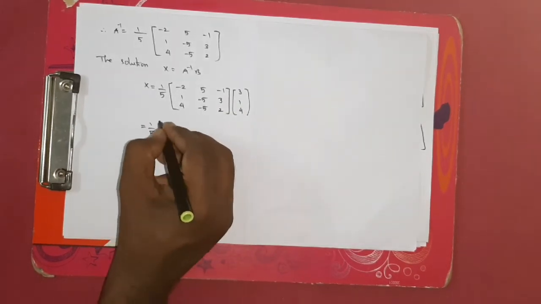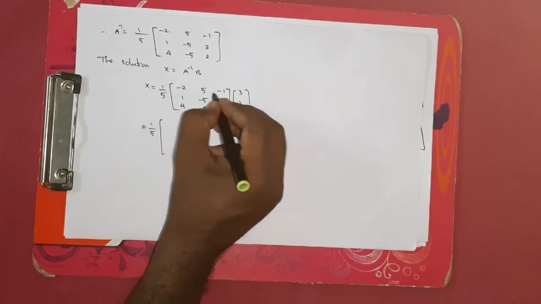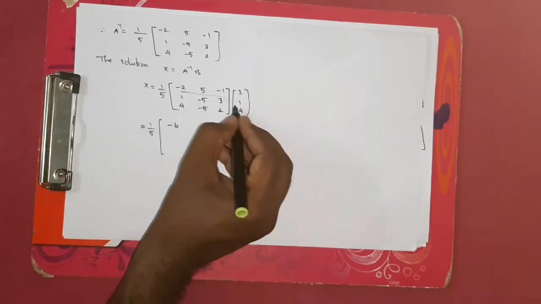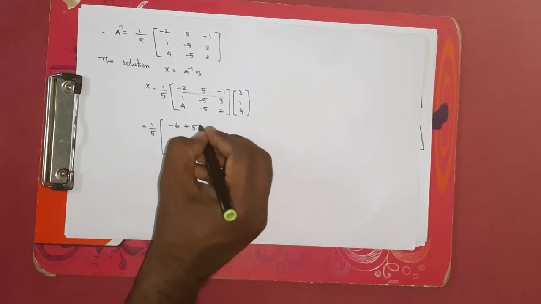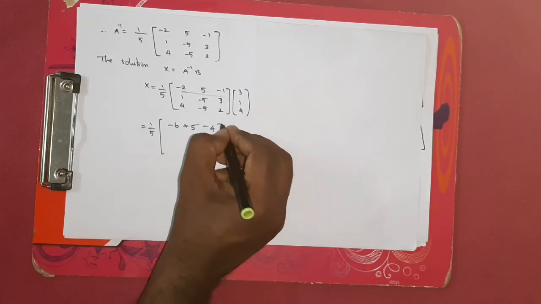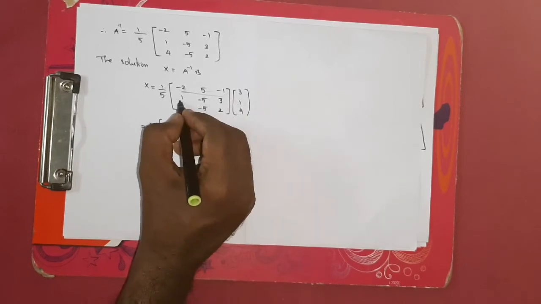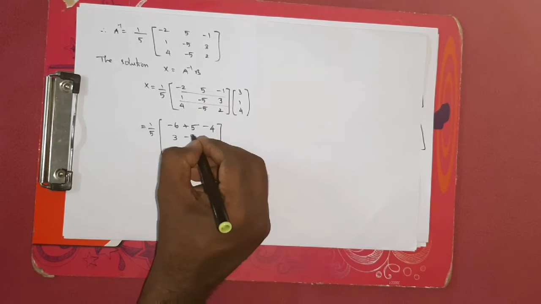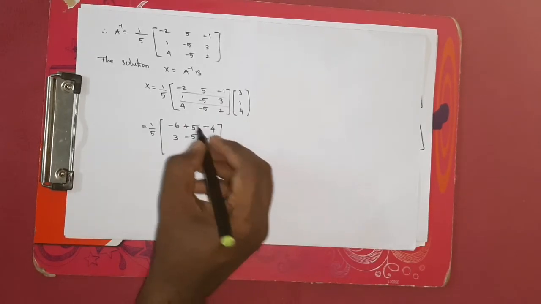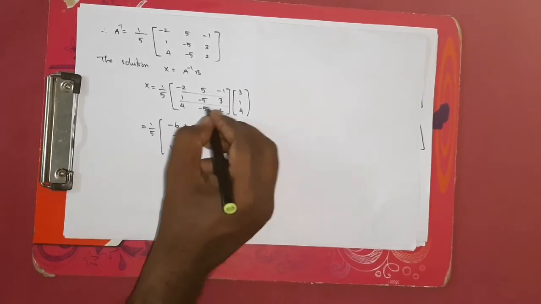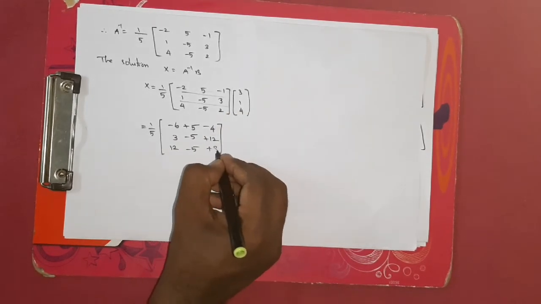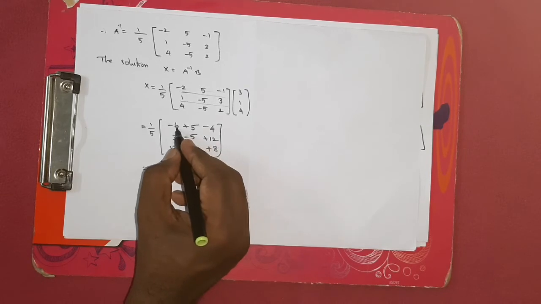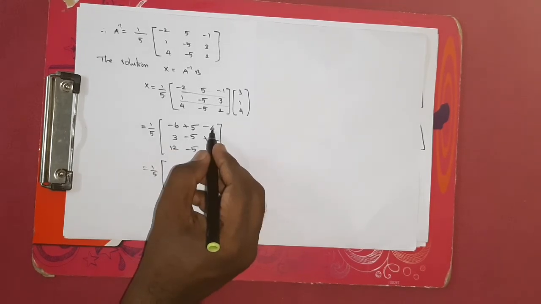So now multiply this. Take the first row and multiply with the column. -2 into 3, -6. 5 into 1, 5. -1 into 4, -4. And next 1 into 3. Take the second row and multiply with the column. 1 into 3, 3. And here -5. And here plus 12. Next here 12 minus 5 plus 8. So 1 by 5. And here -4, -6, -4 is -10.